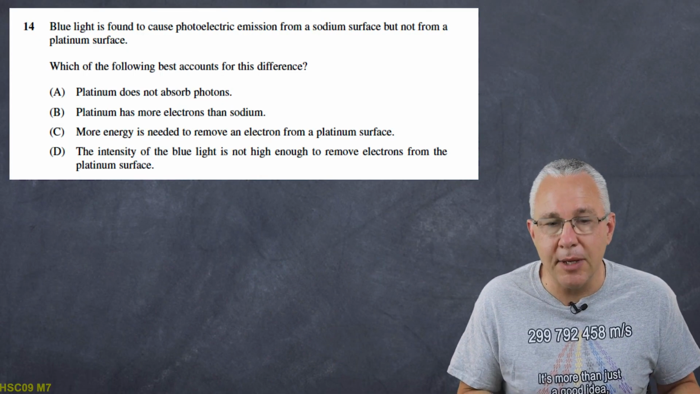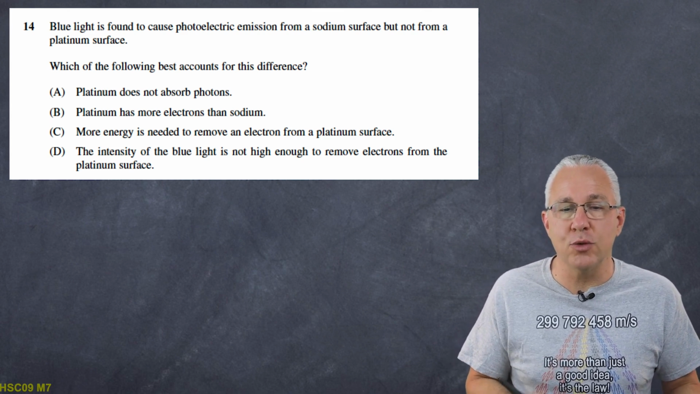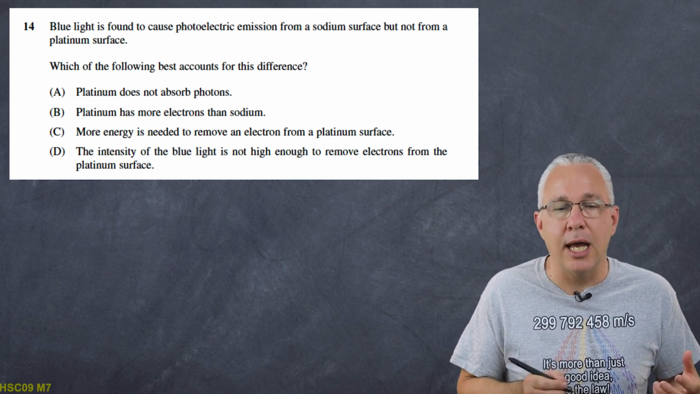So let's get started. Now, our first question deals with the photoelectric effect. Question number 14 says, blue light is found to cause a photoelectric emission from a sodium surface, but not from a platinum surface. Account for these differences.